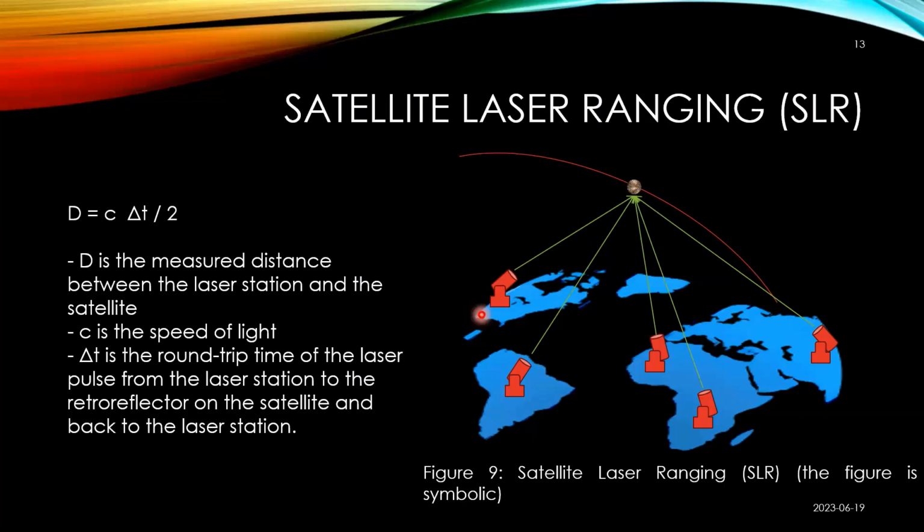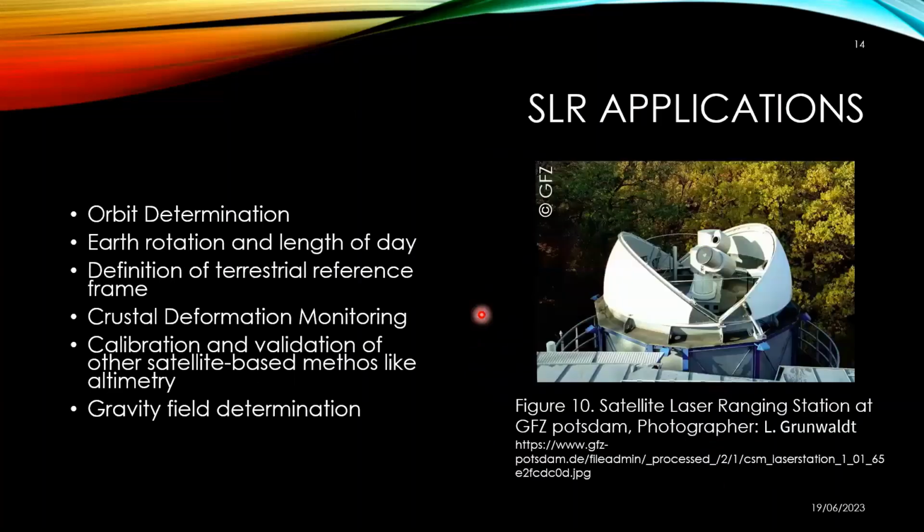As you see, on one side of this measurement, which here I can call D, we have the satellite. On the other side, we have the station. The changes of this distance depend on the changes of the position of the satellite or the position of the station. By studying the changes in this, we can do many studies. For example, we can use this laser ranging technique for orbit determination.